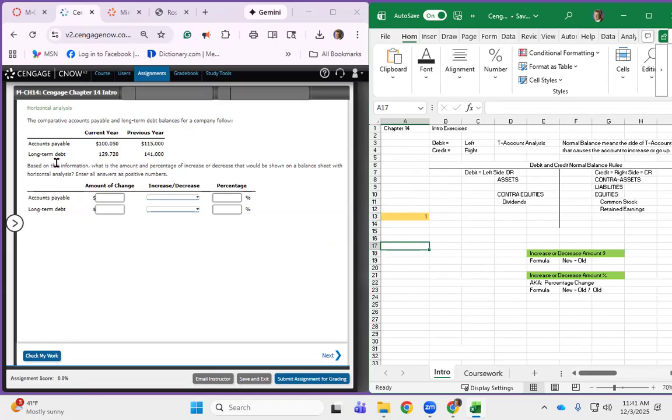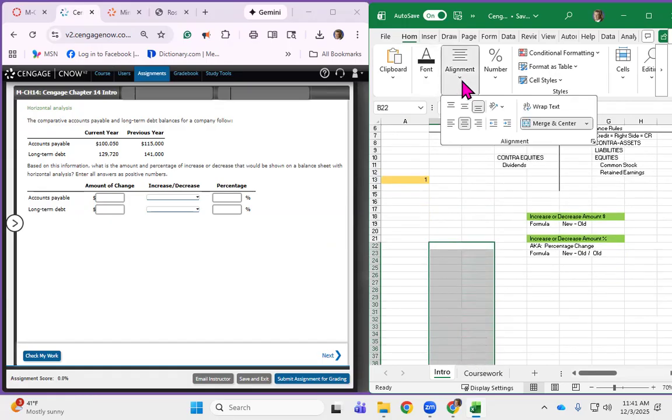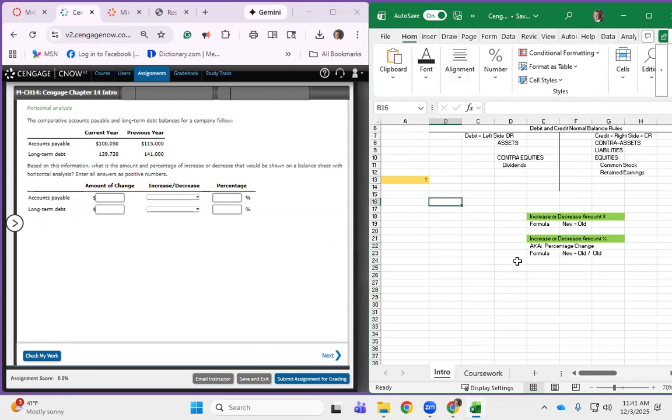We have accounts payable and long-term debt. So this is going to require putting in some numbers from the financial statement. Okay, so let me get started here. So I'll put current year and previous year. So current year for accounts payable, I'm just going to abbreviate a little bit, is $100,050. The year before that was $115,000.